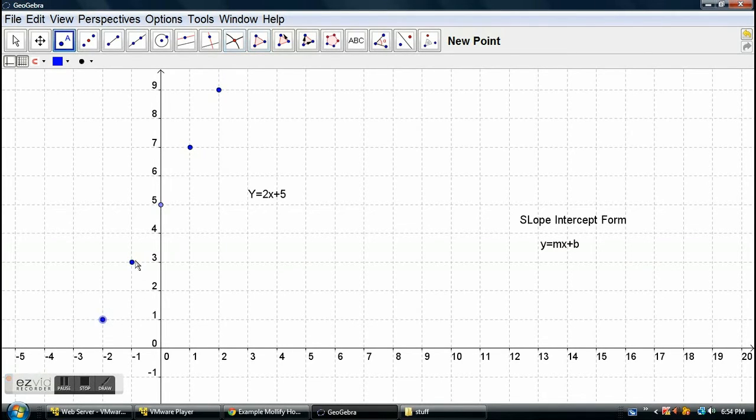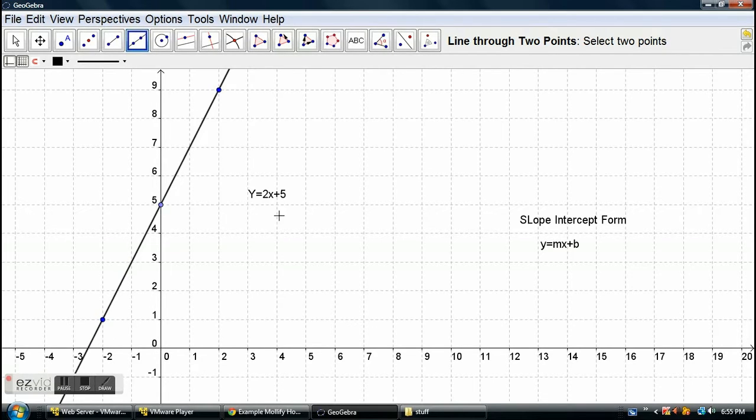You have a slope of 2 and a y-intercept of 5. You don't need these dots, so I'm just going to delete them. There you go, that is going to be your line. That's how you graph slope intercept form that way. There are 2 ways, and I'll show you another way in just a minute.